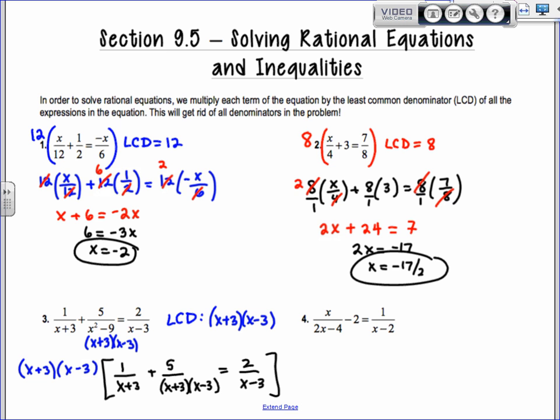Okay, and this is where I get kind of lazy, because really what I should do is take that x plus 3 and my x minus 3, and multiply it into every single term, and write that out. It should say x plus 3 times x minus 3 times 1 over x plus 3, plus x plus 3 times x minus 3 times 5 over x plus 3 times x minus 3. Do you guys see? It would be really complicated to write the whole thing, but we don't. Instead, we just write it once, and we think that we take this whole thing and multiply it into each individual piece.